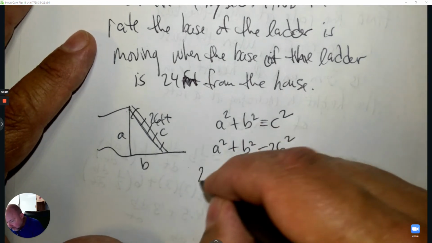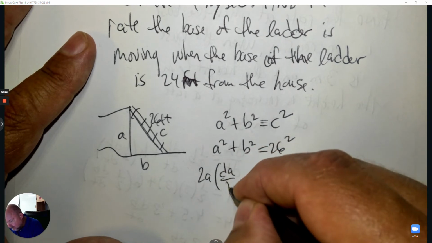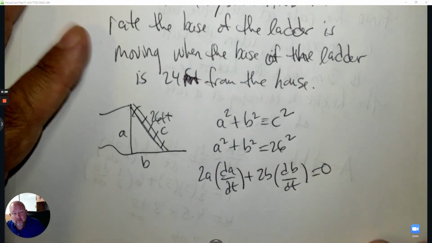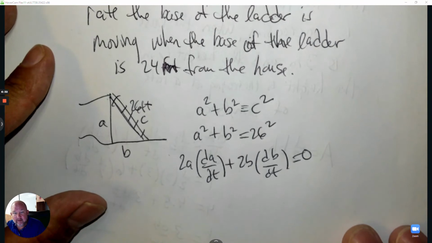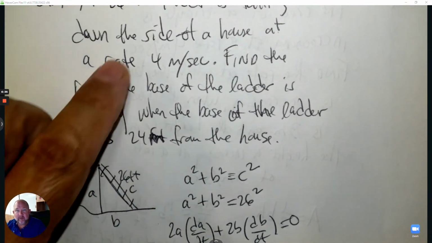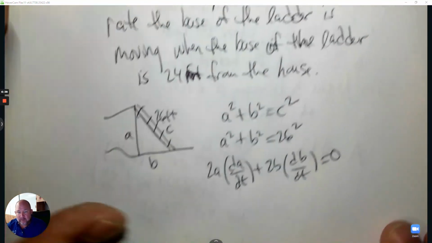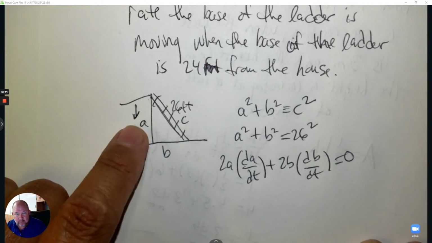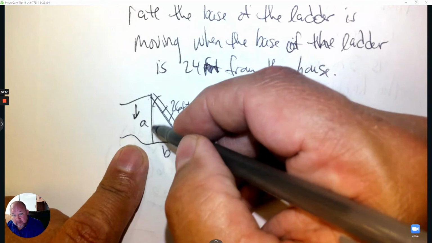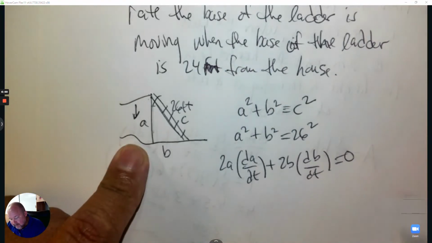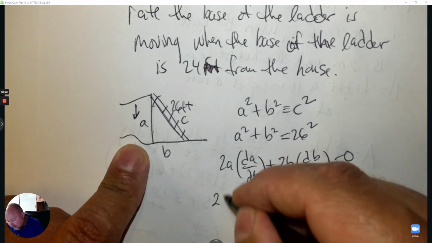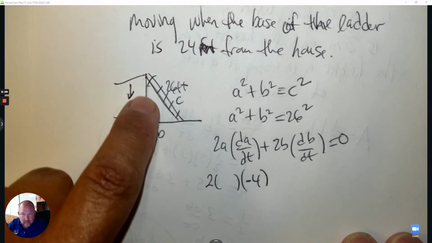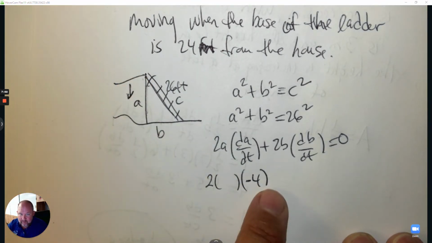So now I take the derivative. So 2A, then I need a hook. And then 2B, and then I need a hook. And then this is 0. Now we plug in the values that we have. So what other values do we have? So we said that it's falling down at a rate of 4 meters per second. So when it's falling down at a rate of 4 meters per second, this side length is decreasing. It's getting smaller as it's falling down. Therefore, that rate is negative. So when I put this number in, it's going to be a negative number because this length is getting shorter over time. It's decreasing. That's why it's negative.